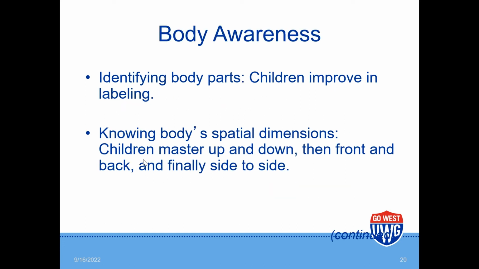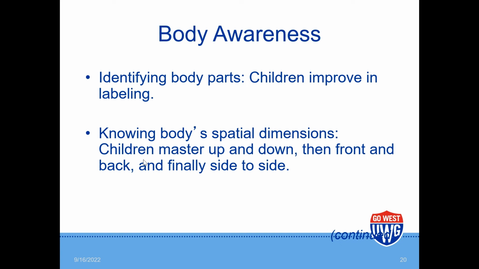As we get more in tune with those, we start to have more body awareness, and so we can start identifying body parts. Children are able to, as they get older, label their parts more: arms and legs and feet and hands. And they start knowing their dimensions, like how much room they take up. Can I fit through this particular space? Part of that is children master up and down body movement and how they are in space. So they get up and down, standing up, sitting down first. Then they get front and backwards movement. And then at the end of it, they get side to side movement.